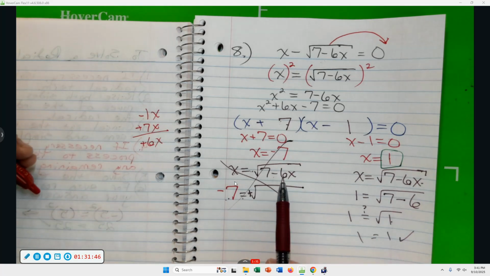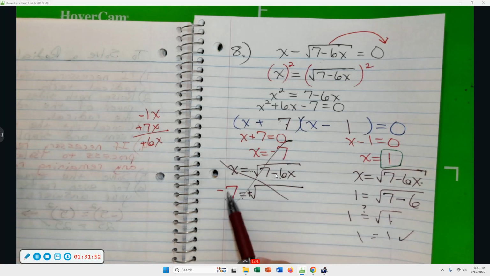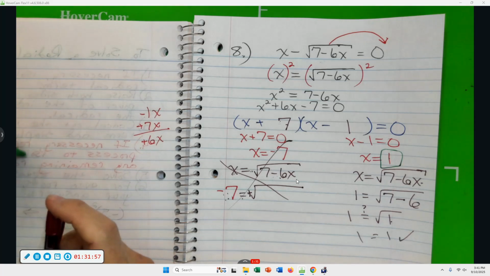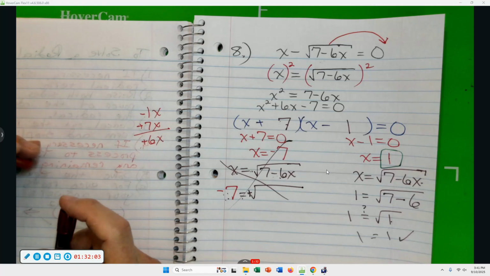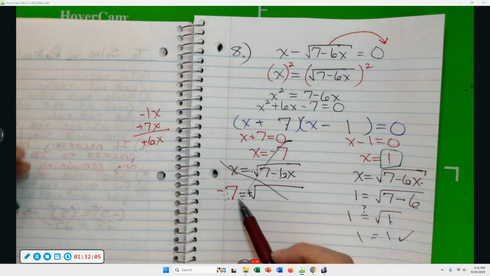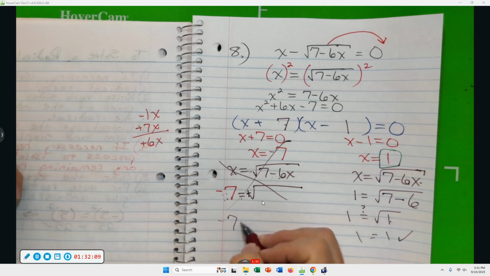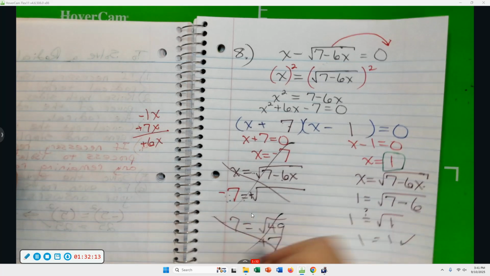By using the isolated format, when checking, if your x is a negative value, you can see pretty quickly that it isn't going to work. Sometimes the negative values will work, but in this case they don't. If we went through, they would get 7 plus 42, which is 49, and you get -7 equals +7, which is not true.